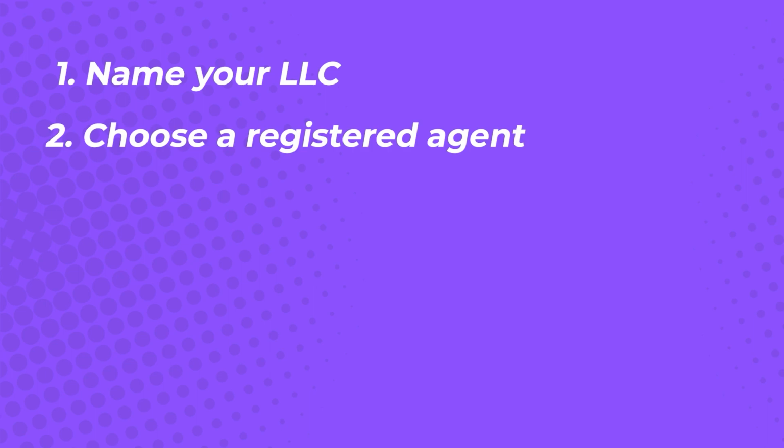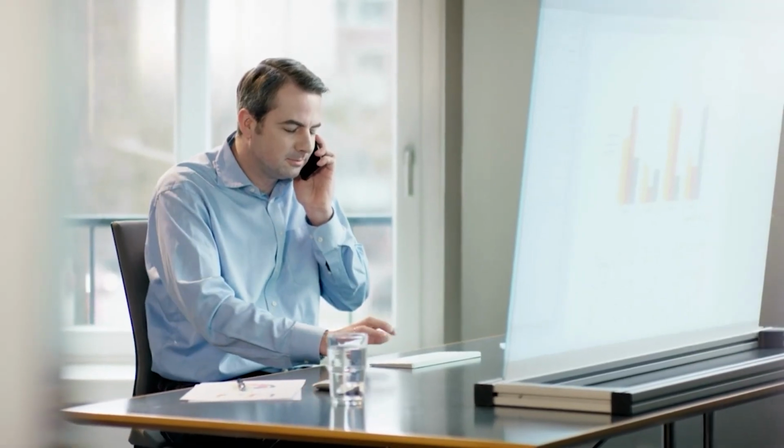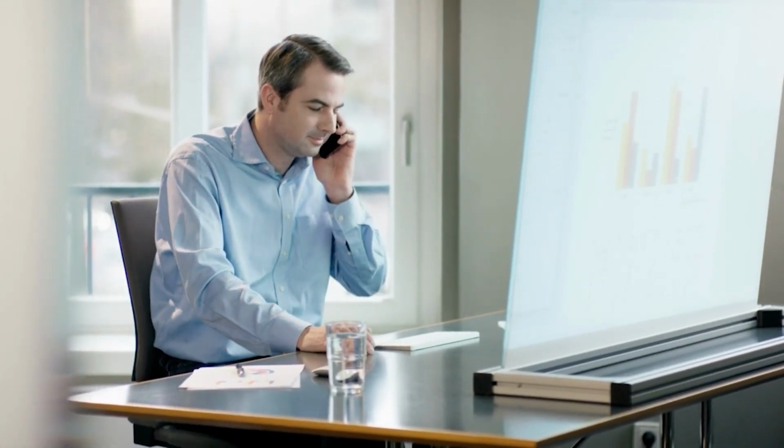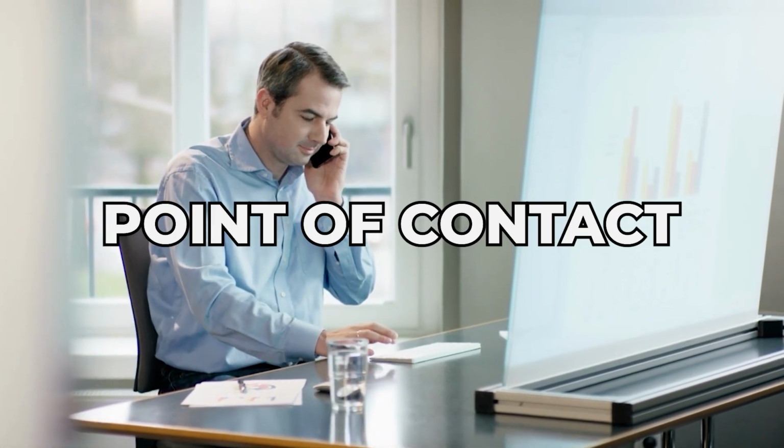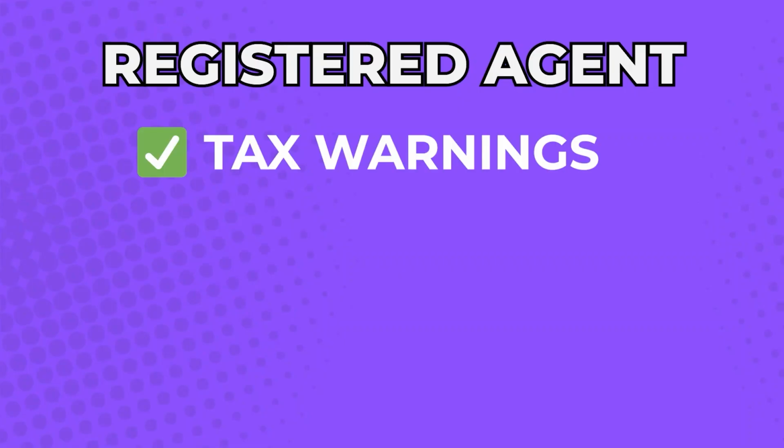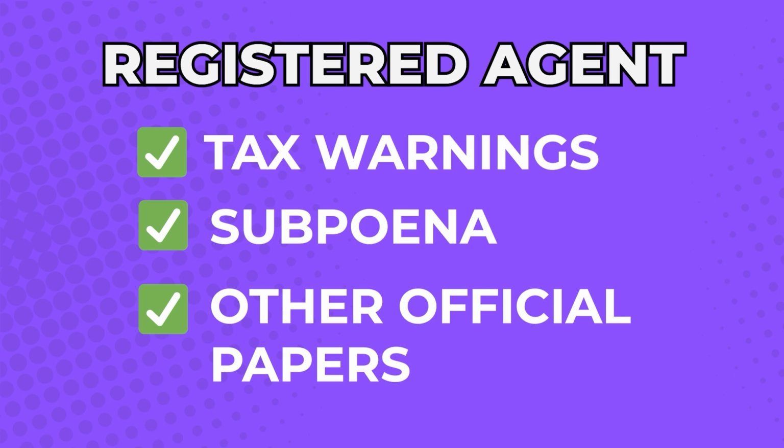Step 2. Choose a registered agent. The state of Iowa requires all LLCs to choose a registered agent who will be the point of contact to receive important business documents like tax warnings, subpoenas, and other official papers.